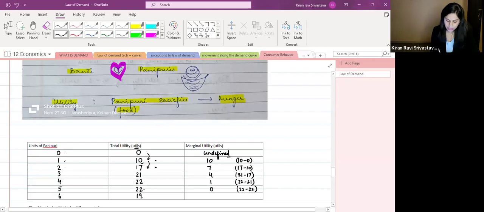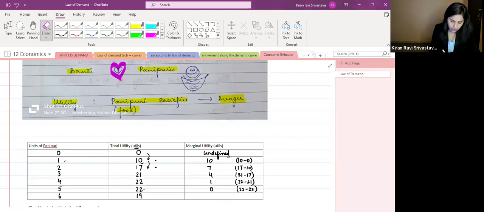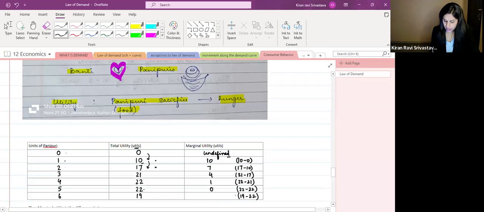Then he consumes the sixth Pani Puri. So from 22, it's reducing to 19. That means, okay, it's done. Now the sixth unit has become extra for him. So here it will be 22 minus 19. Sorry, I'm so sorry. It should not be 22 minus 19. It's 19 minus 22. And this is minus 3.